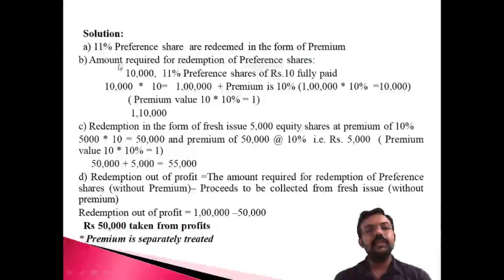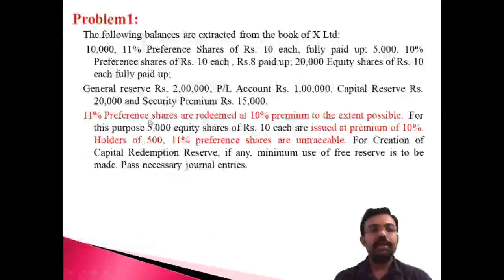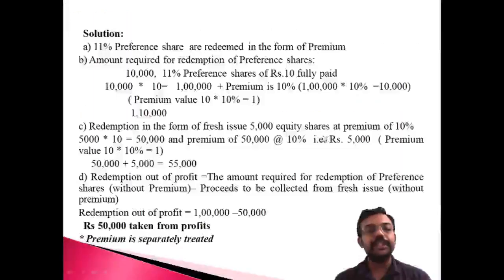Okay, listen. So the number of shares is 10,000, at rupees 11 per preference share, rupees 10 each. So it's 10,000 into 10, which is 1 lakh, and the premium is 10%. The total amount required for the redemption is 1,10,000. Okay, and here there is a clause. For the purpose, 5,000 equity shares of rupees 10 each are issued at a premium. So find out the amount.